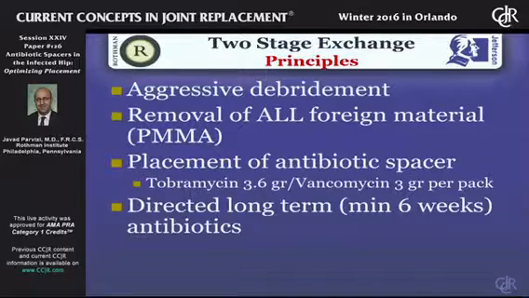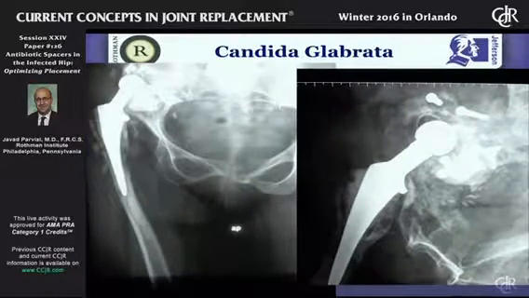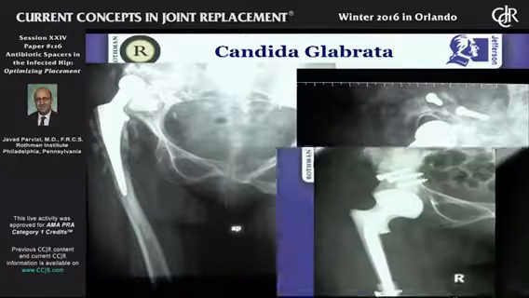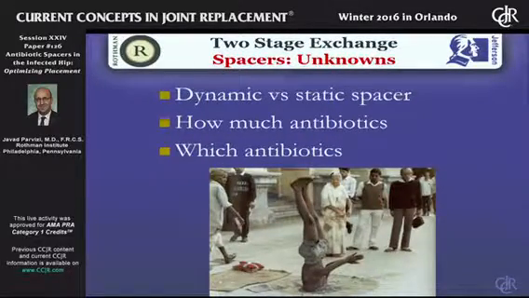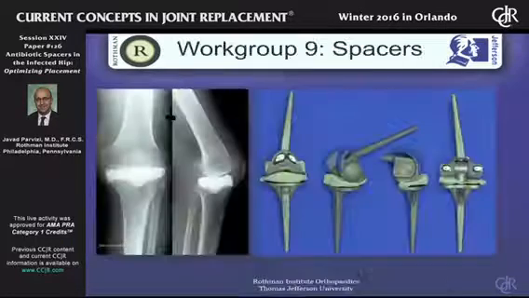would say, you need to get a clear margin, remove all the bioburden, remove all foreign material including cement, place the antibiotic cement spacer, and then direct the long-term antibiotics. So a case like this, you want to remove every bit of the foreign material and place an antibiotic cement spacer and treat the patients. What we don't know is whether we should use dynamic or static spacer, how much antibiotics we should add, and if, for that matter, which antibiotic.